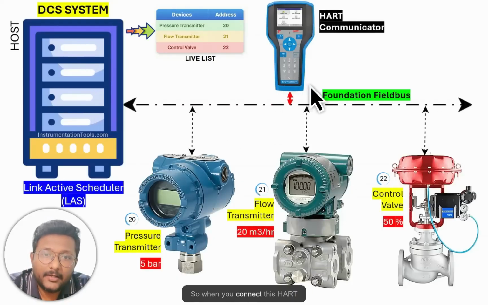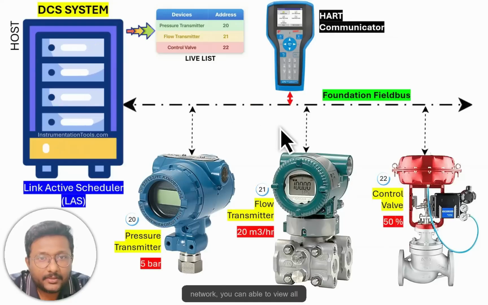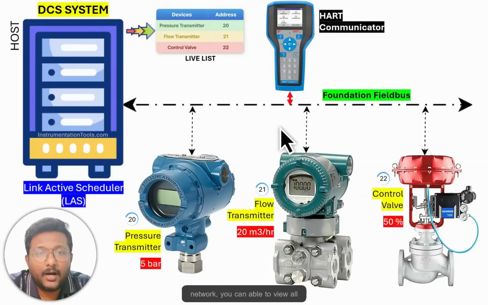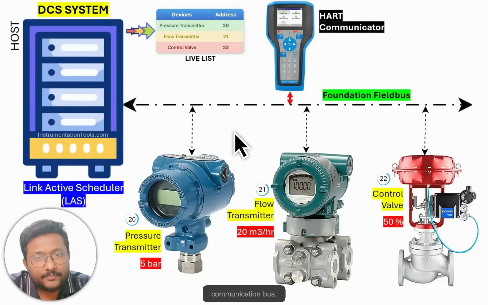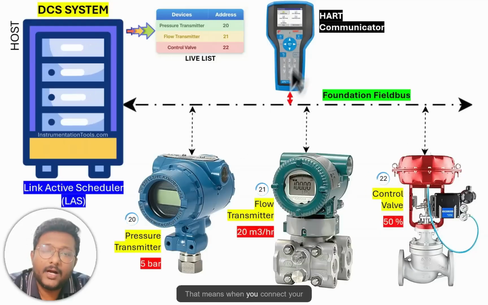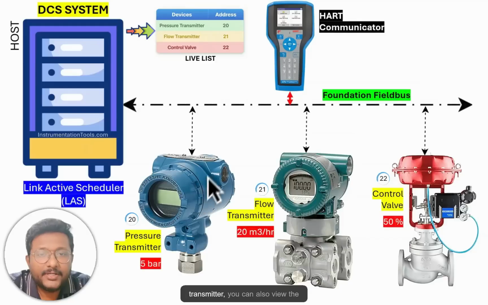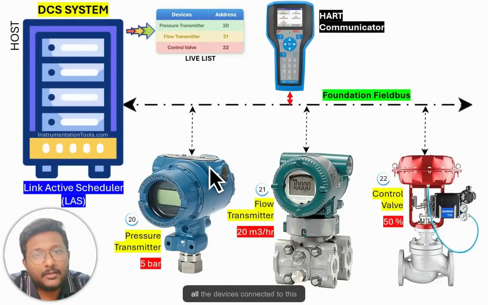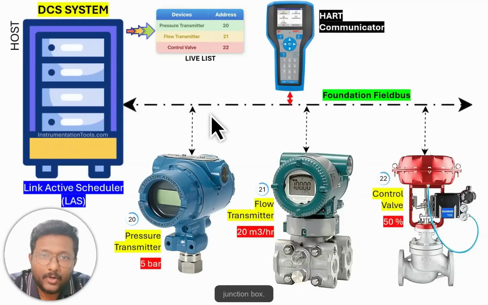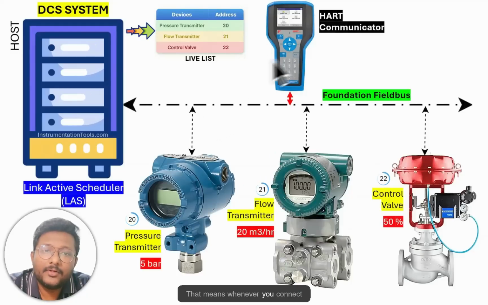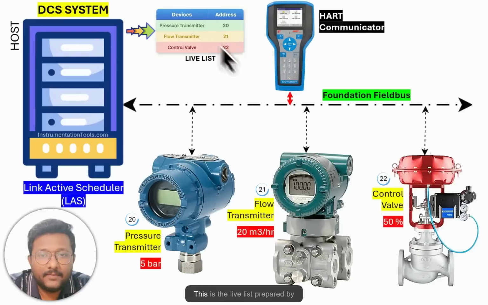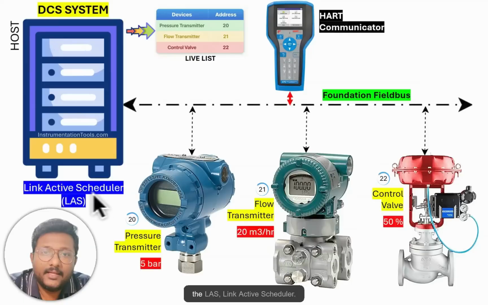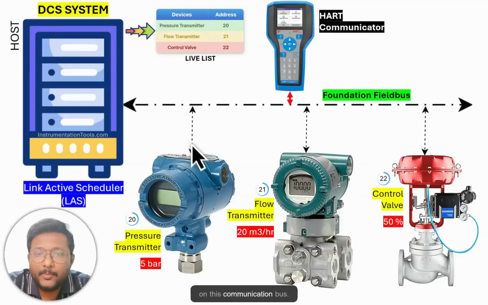When you connect this HART communicator to the communication network, you can view all the available devices on this communication bus. That means when you connect your HART communicator to this pressure transmitter, you can also view all the devices connected to this junction box. Whenever you connect your HART communicator, you are able to see the live list. This is the live list prepared by the LAS, Link Active Scheduler. Now let us see how this operates on this communication bus.